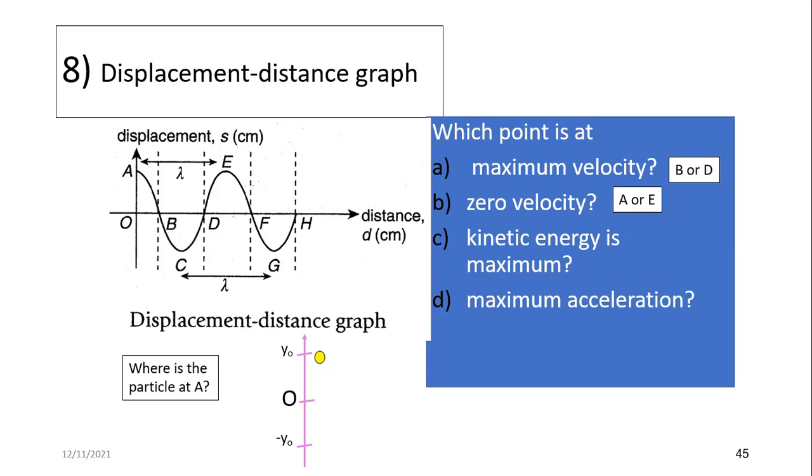Kinetic energy is maximum where the velocity is maximum, so that is B, D, F. Maximum acceleration, remember this is simple harmonic motion, so where the displacement is maximum, the acceleration must be maximum. So it's at A or E, or it can be C and G.